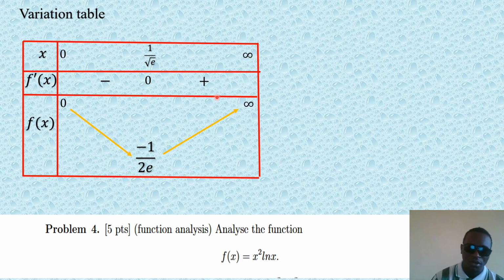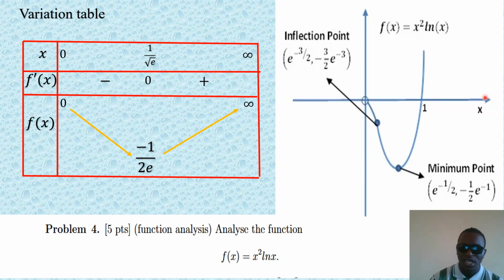From this table now, we can draw our graph. Our graph will look like this. I don't want to waste time in drawing, so just look at the picture of the graph. I will show you how you can sketch from your variation table. Just draw your axis. I know that the graph does not touch the origin. Let me zoom it out for you so that you can see something.